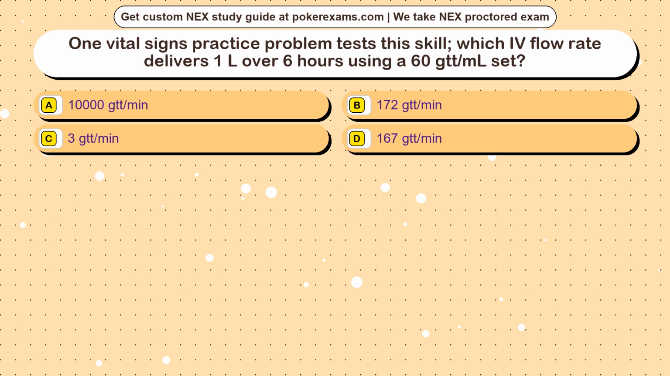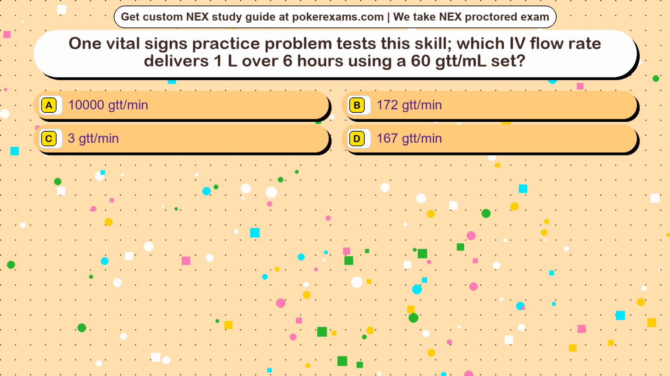Question 11. One vital signs practice problem tests this skill. Which flow rate delivers 1 L over 6 hours using a 60 gtt/mL set? Option A, 10,000 gtt/min. Option B, 172 gtt/min. Option C, 3 gtt/min. Option D, 167 gtt/min.